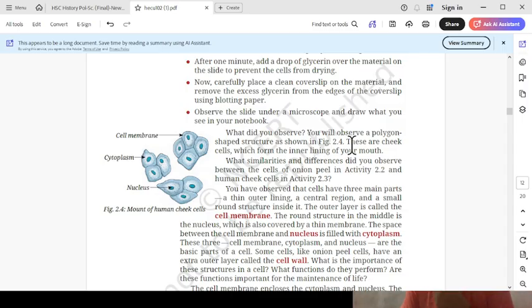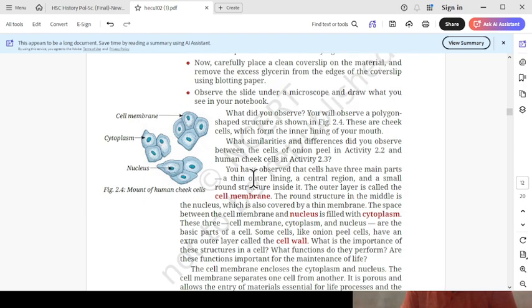So what do you observe? Then we will observe a polygon shaped structure that is shown in figure 2.4. These are the cheek cells which form the inner lining of your mouth. So our mouth is covered by the inner lining cells.